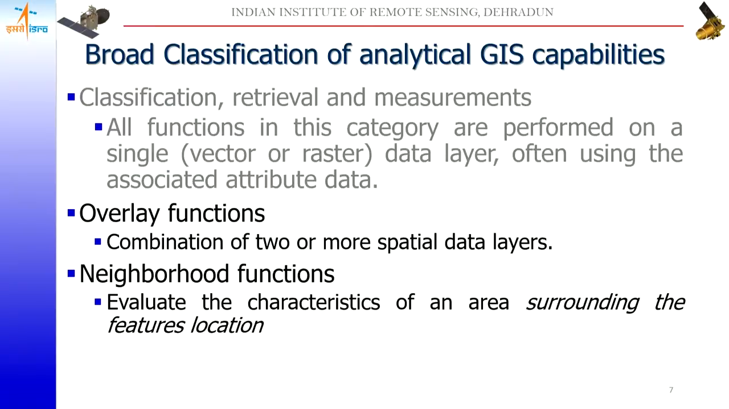Now, talking about the broad classifications of various GIS capabilities and operations related to spatial data analysis: yesterday you saw the classification, retrieval and measurement operations, which come primarily from the geometry or from the associated attributes, either in the form of an attribute query or a spatial query. In today's session, we'll talk about overlay operations, where we are combining two or more spatial data layers. We will also talk about neighborhood functions, where we look into the proximity relationship between the current location and the surroundings. We will see this both in the vector mode as well as in the raster mode.